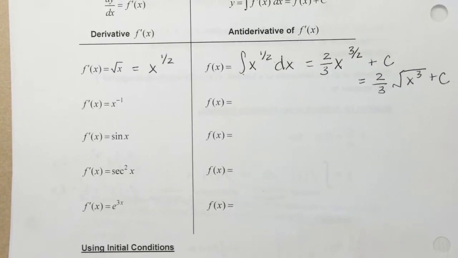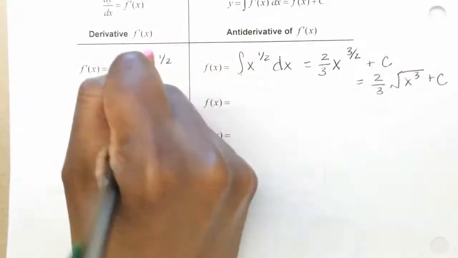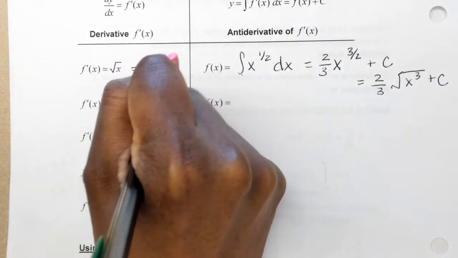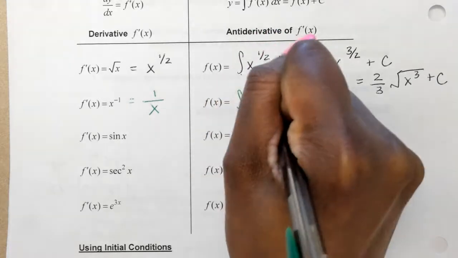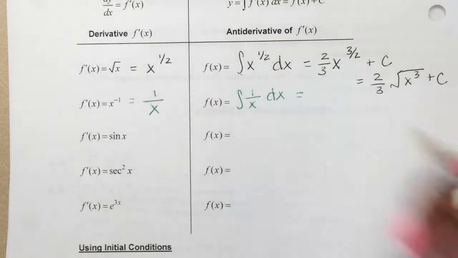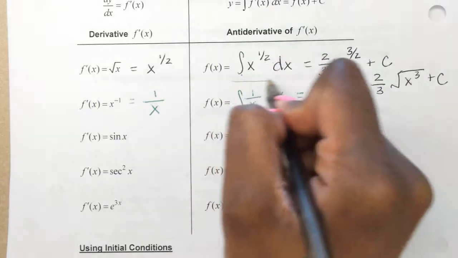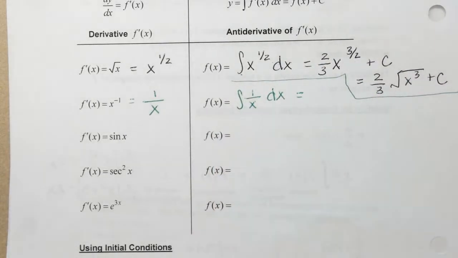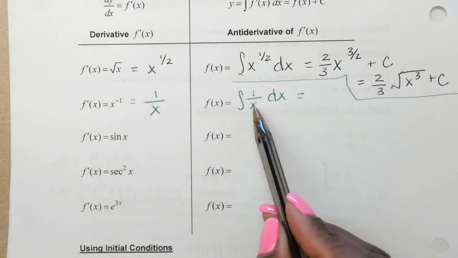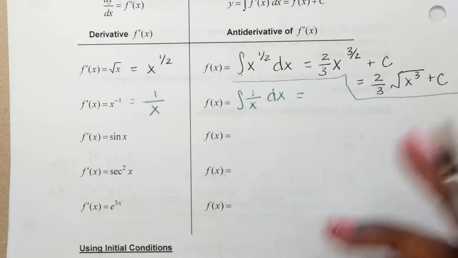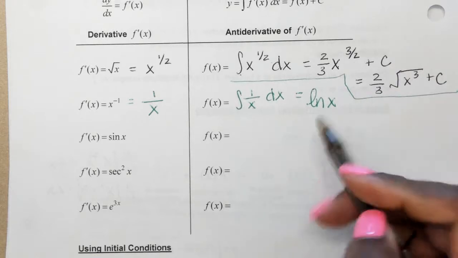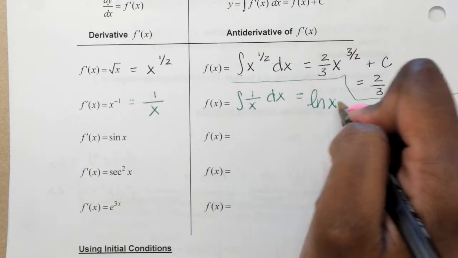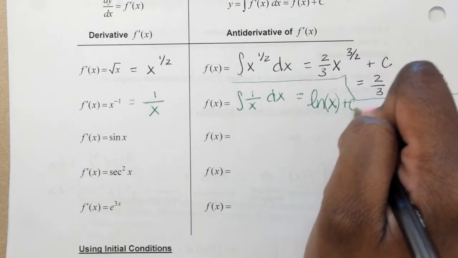Our next derivative, we have x to the negative 1, which we can rewrite as 1 over x. So we're looking for the integral of 1 over x dx. And now if we were to think back to what equation gives me a derivative of 1 over x, we know that's ln x, right? The derivative of ln x is 1 over x. So we have ln x plus c.